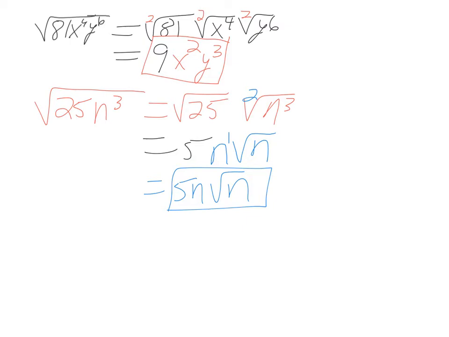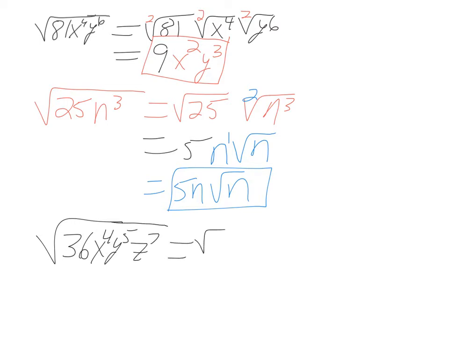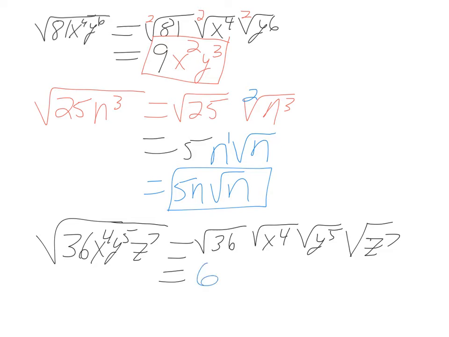And next one, we have the square root of 36 x to the fourth, y to the fifth, z to the seventh. Alright, let's separate them again: square root of 36, square root of x to the fourth, square root of y to the fifth, and square root of z to the seventh. Okay, the square root of 36 is 6.